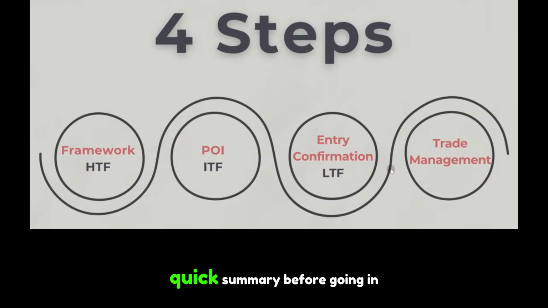So just to give a quick summary before going into the examples, we have 4 steps to follow here. The first one is identifying the framework and what is happening on the high time frame. Then we wait for a POI to be created on the intermediate time frame, and remember, not any fair value gap. And remember that not any POI is valid until we have some confluences, including market structure shift, SMTs, and a liquidity sweep inside of that POI. Then we look for an entry confirmation on the low time frame, and I've gone over several of them. Then we go into the trade management, and then finally we let the trade play out. Hopefully it goes to the take profit.